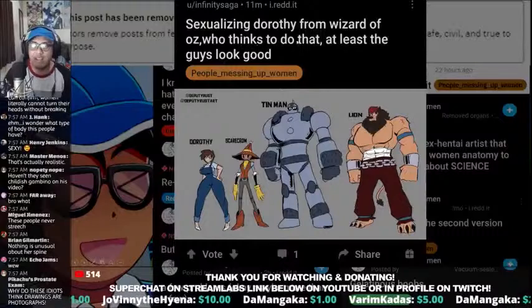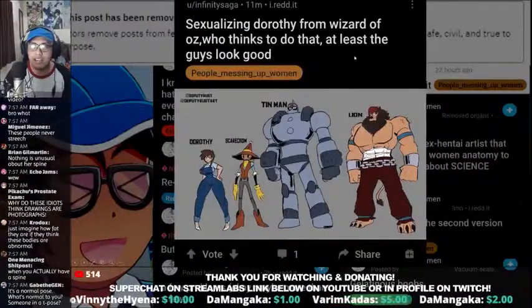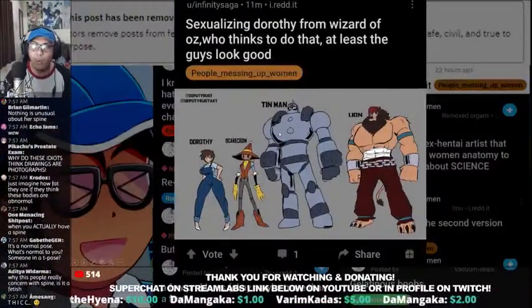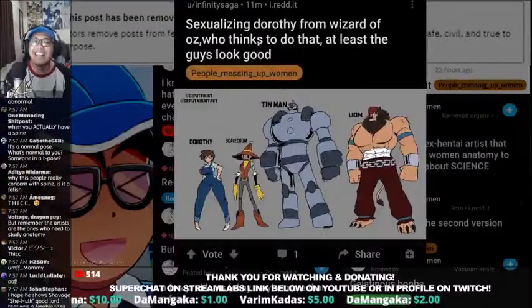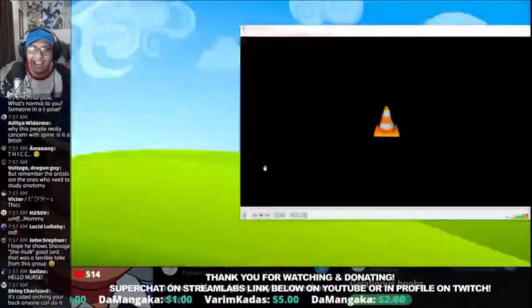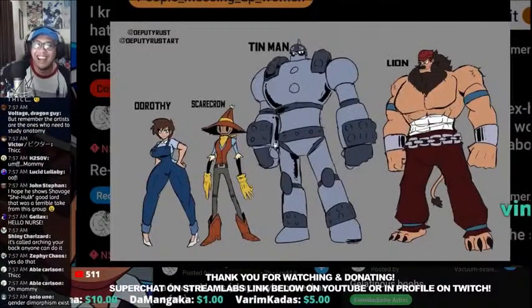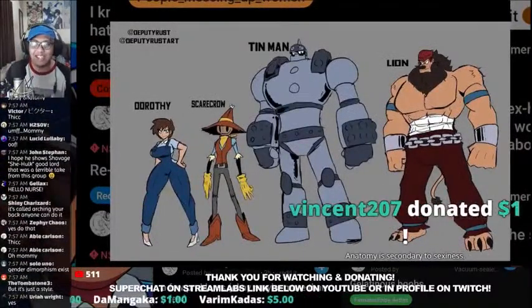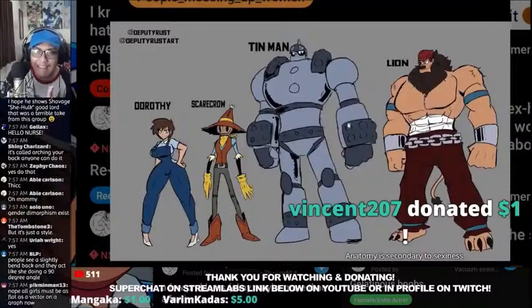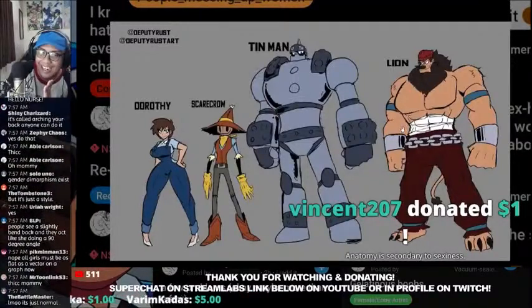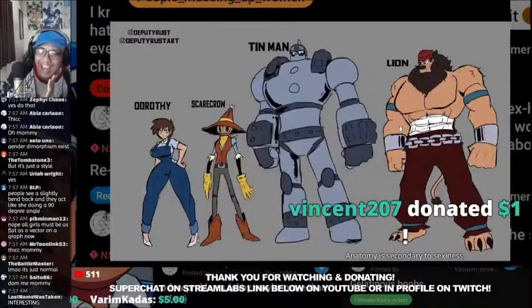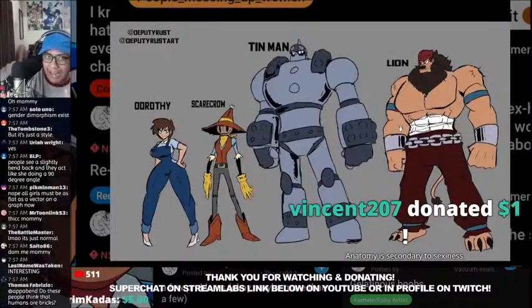There's also this, sexualizing Dorothy from Wizard of Oz. Who thinks to do that? At least the guy looks... whoa. Sexualizing Dorothy. Okay, I need to zoom in. Sexualizing Dorothy, but at least the guy looked good. Sexualizing Dorothy, but the guy looks good. Excuse me, sir, madam, or whoever is behind this account.